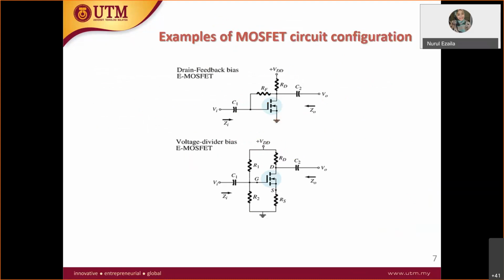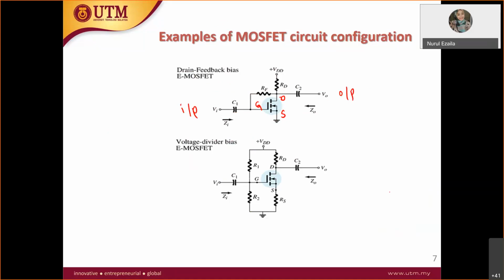Okay, we have looked at the two configurations in MOSFET. Okay, the feedback bias. This one is the feedback bias, where it has R feedback over here from drain to the source. So every time you have to label your terminals. This is your drain. This is your source. This is the gate. The input is at the gate. The output here is at the drain.